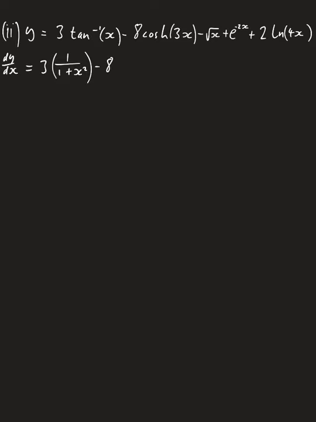Minus 8. So I have cosh of 3x. So I do chain rule. Differentiate cosh, you get sinh. So I get sinh of 3x. And by the chain rule, times the derivative of what's in those brackets, which is 3.